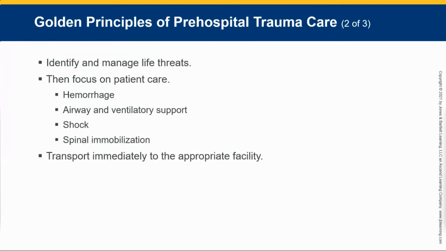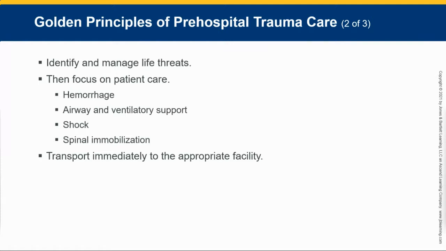We're going to initially identify and manage all life threats as quickly as possible. We're going to focus our care on hemorrhage control, because that's our highest priority. The reason being is that we've got to keep blood in for blood to keep going around and around, carrying oxygen. As soon as we get hemorrhage under control, we're going to assess and manage the airway.